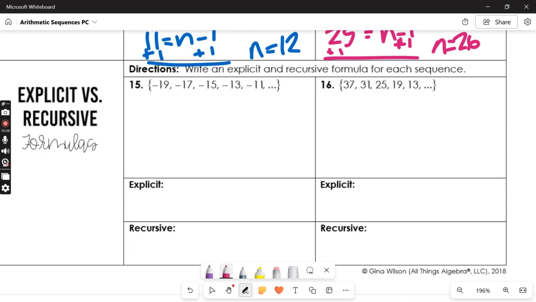Okay, so it says, let's see, looks like we're going up by 2 each time. Yes? Okay, so for my recursive, I'm going to list my first one. So A1 is negative 19. And then what I'm doing is to find my next term, I'm going to take the previous term and add 2.